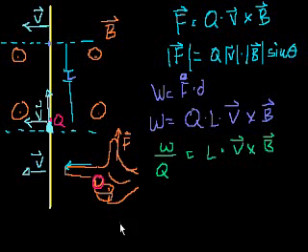So what is work per charge? The units of work are energy, right? Joules. And charge is in coulombs. So what are the units? Joules per coulomb.